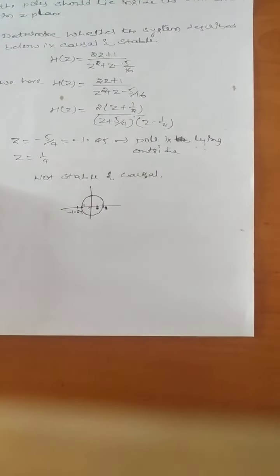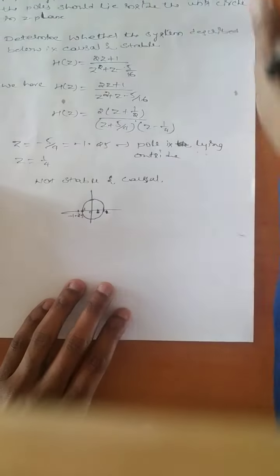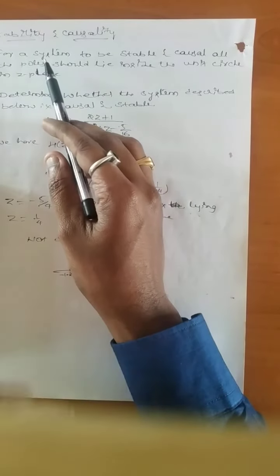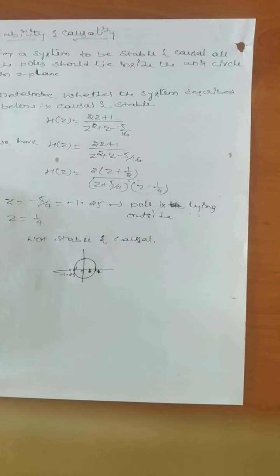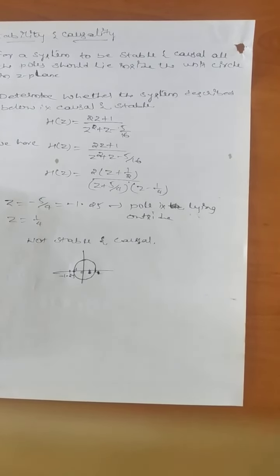And the next topic is on stability and causality. So you just remember this stability and causality. Already you have studied the stability and causality. If any system is causal, it should depend upon past and present values. And if it is a stable system, it has to satisfy the BIBO condition, that is bounded input and bounded output, or for limited input you have to get a limited output. That is your stability and causality property.